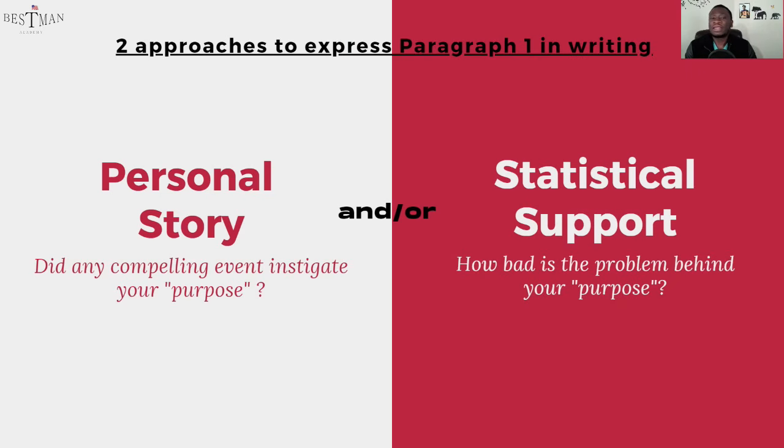Now, there are two approaches when it comes to writing paragraph 1. Of course, the most common approach is to tell a personal story. What really compelled you to pursue this particular purpose? Was there any event that did that to you, or something personal? And in some cases, you can also use statistical support. How bad is the problem behind your purpose? How bad is it that you really want to go deep into this problem and try to understand and contribute to the solution?